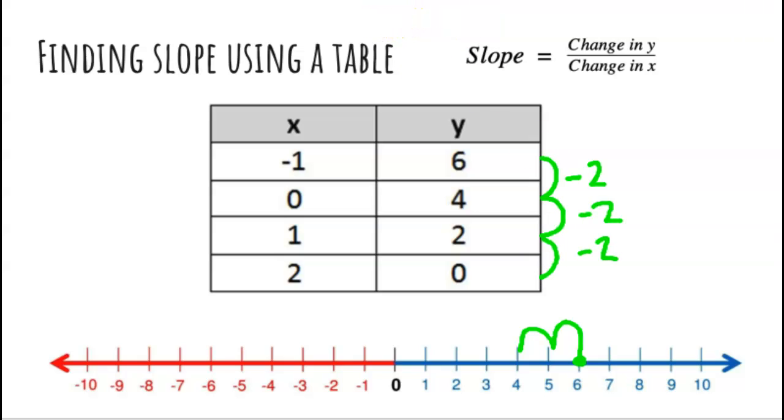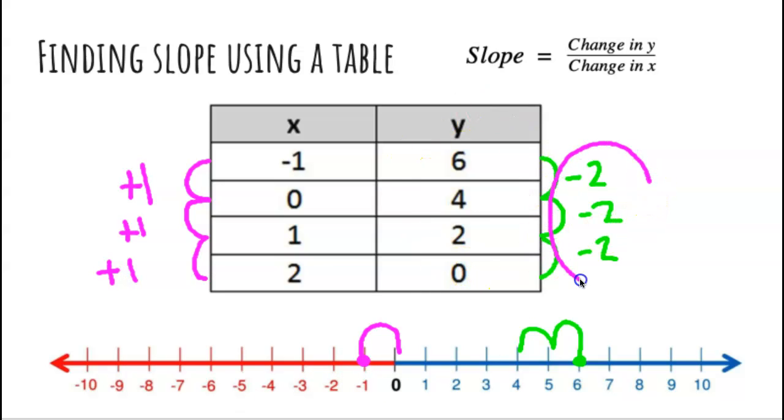So now let's look at our change in x. How do I get from negative 1 to 0? On my number line, I'm going to start at negative 1 and go to 0. And I'm going to the right, so that was plus 1. How do I go from 0 to 1? That's also plus 1. And 1 to 2 is plus 1. So now I know what my change in y is. This is my change in y, and this is my change in x.